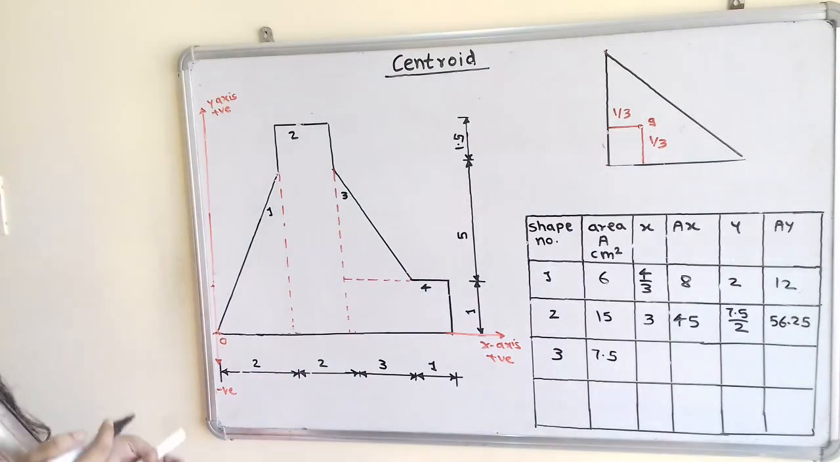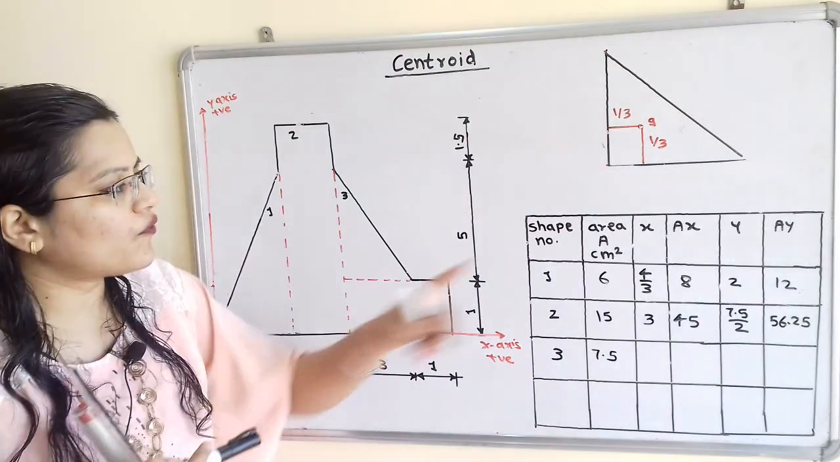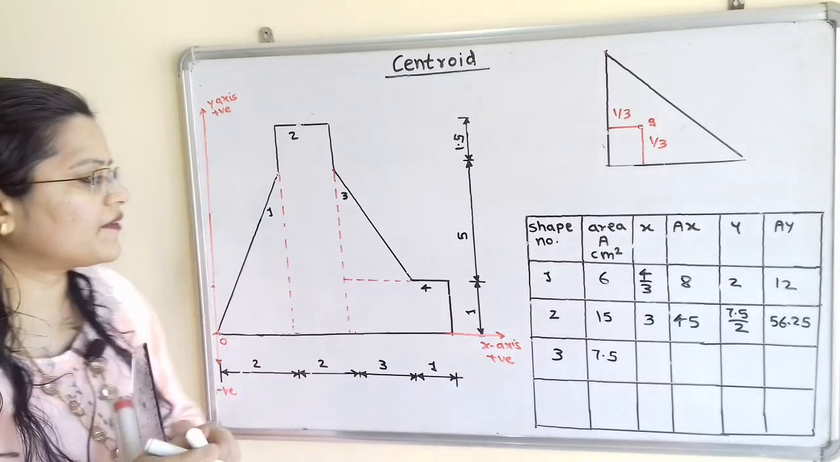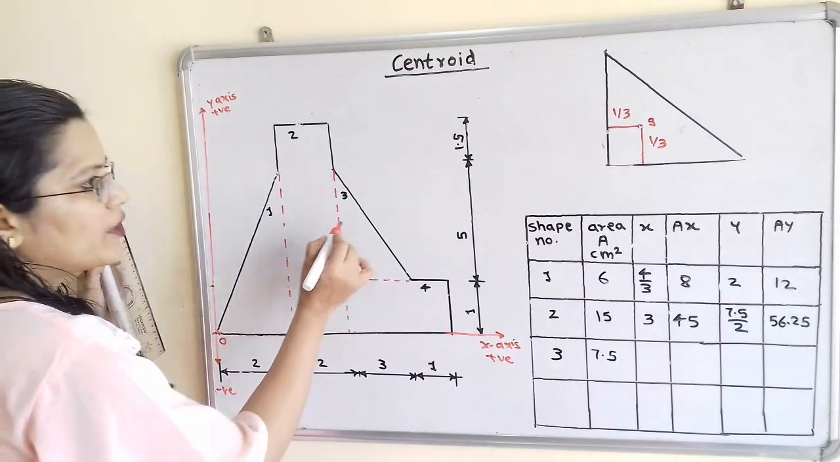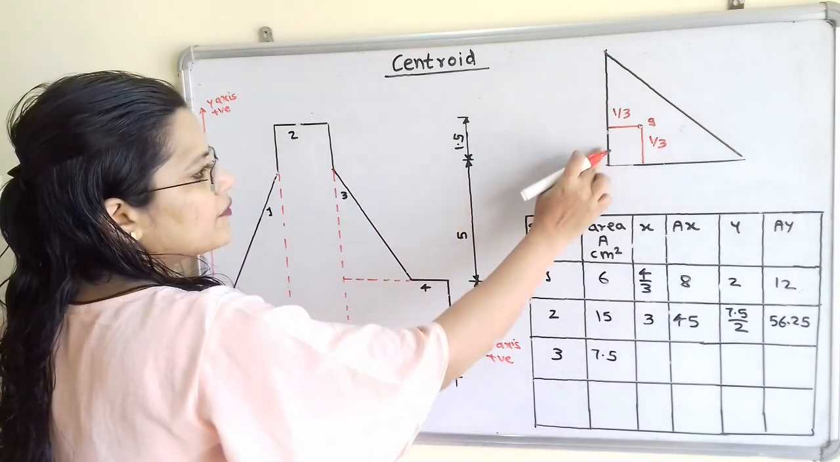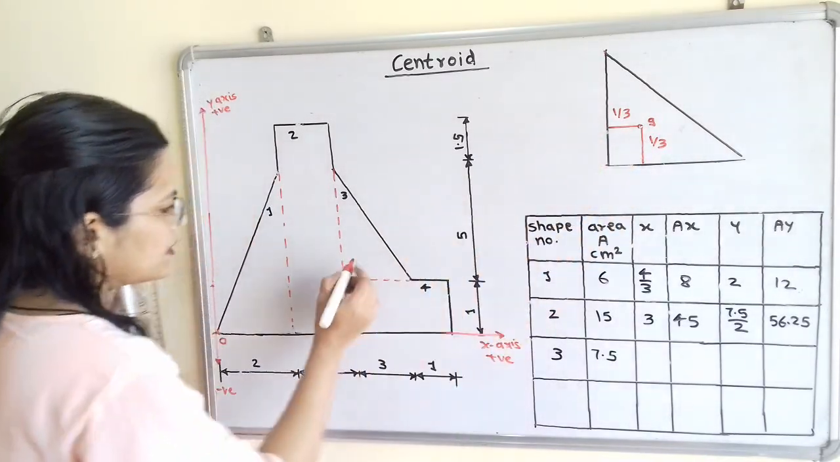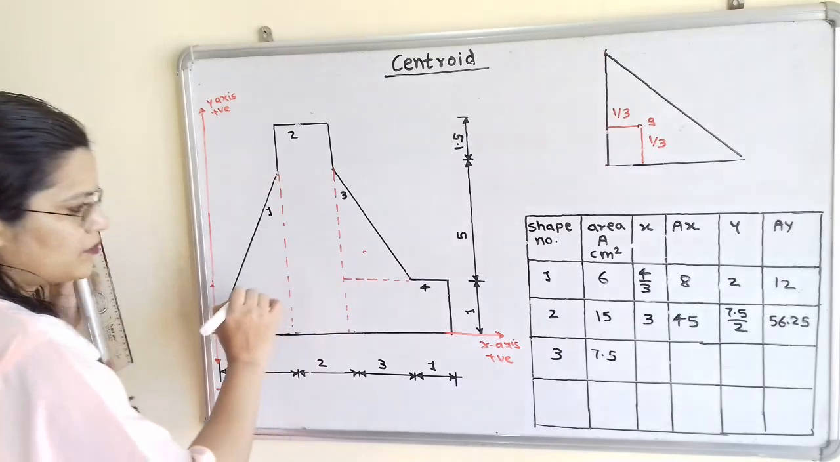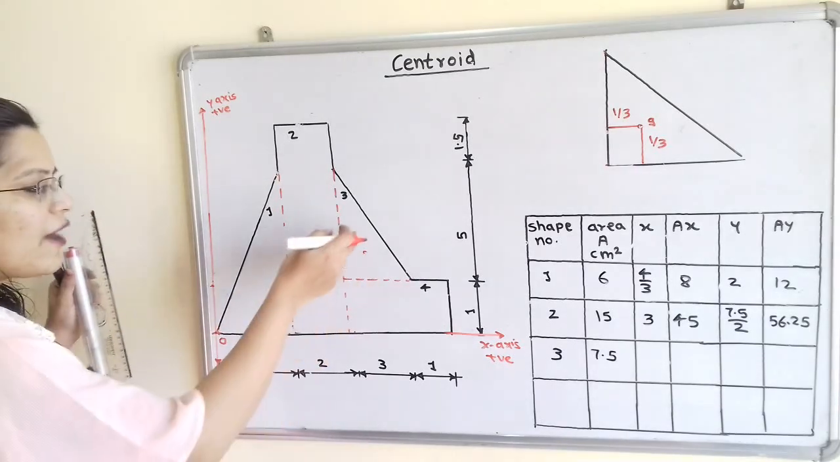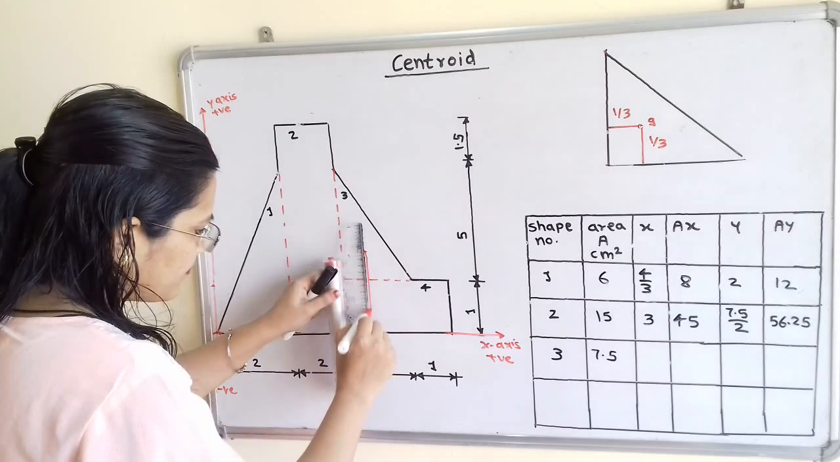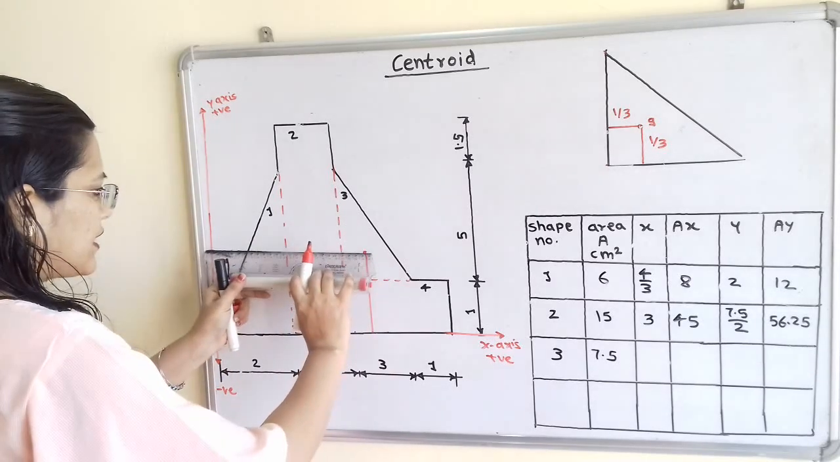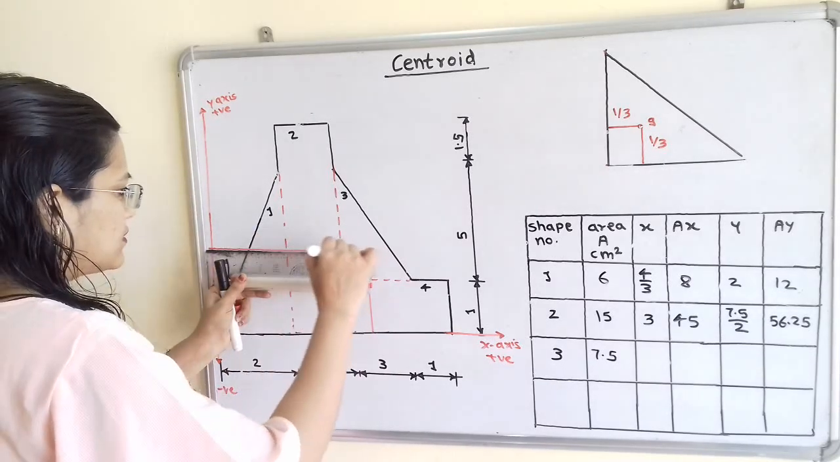Now next step, we have to find out value of x and y. For that we will choose the center point. So I will select here the center point. In the same way, from this height and from this base, I will select the center point. Now the next step, we have to draw two perpendiculars, one on the x-axis and second on the y-axis.